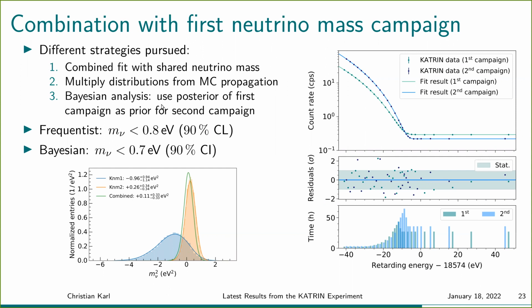In both plots, we can see how much higher quality the data of the second campaign is compared to the first one. If we look at the distributions of m squared, we can see that the orange one for the second campaign is much narrower than the blue one of our first campaign, and that the combined result is fully dominated by the distribution of the second campaign. And when we look at the combined fit or look at the spectra, we can also see why. So our second campaign had higher signal, but less background. All of this gives us a limit of 0.8 eV in the frequentist framework or 0.7 eV in the Bayesian.